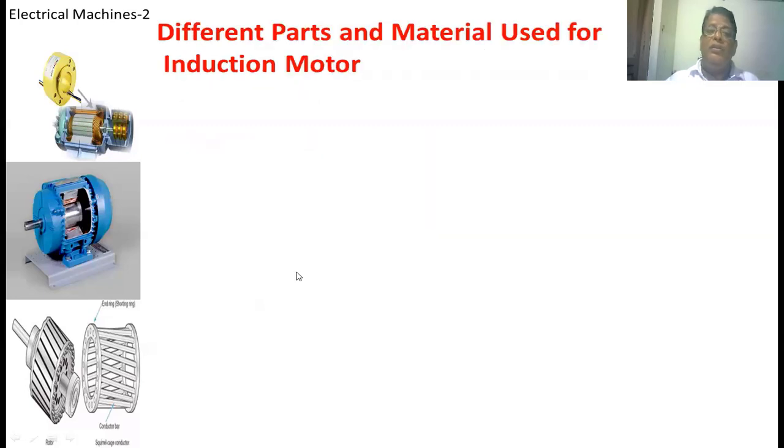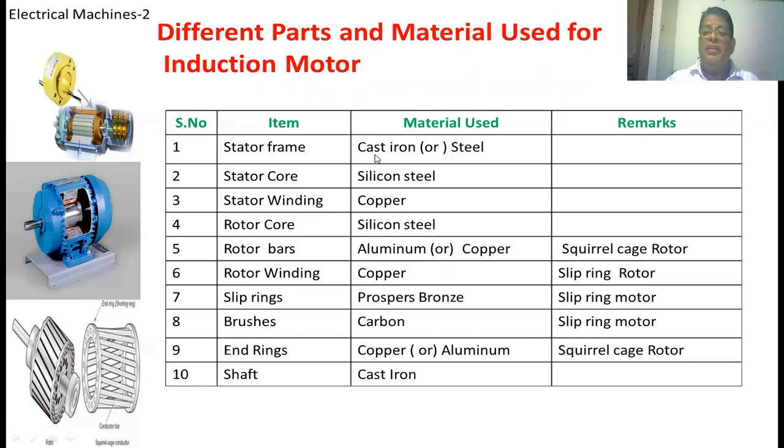Now we are going to see the different parts and materials used for the induction motor. What type of material are we using practically? Stator frame. The stator frame is generally made of cast iron, so the cost of the machine will be reduced. If the cost is not a constraint, then it is made of steel. Stator core. It is made of silicon steel. It is a laminated body. We make it a laminated body to reduce the eddy current losses. We have selected silicon steel to reduce the hysteresis loss.